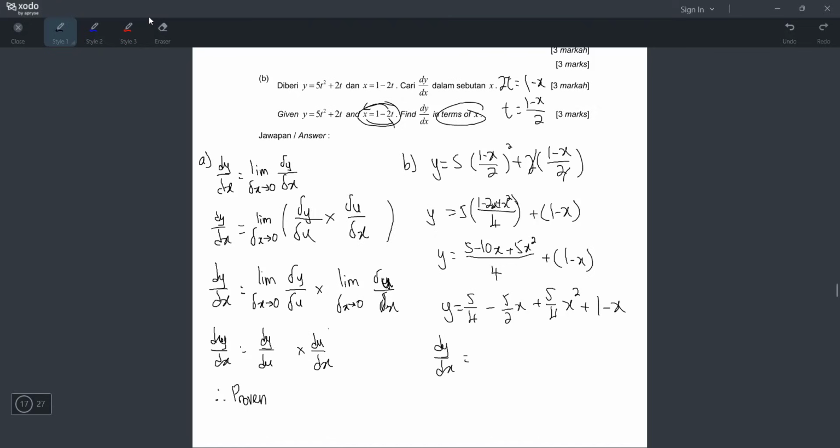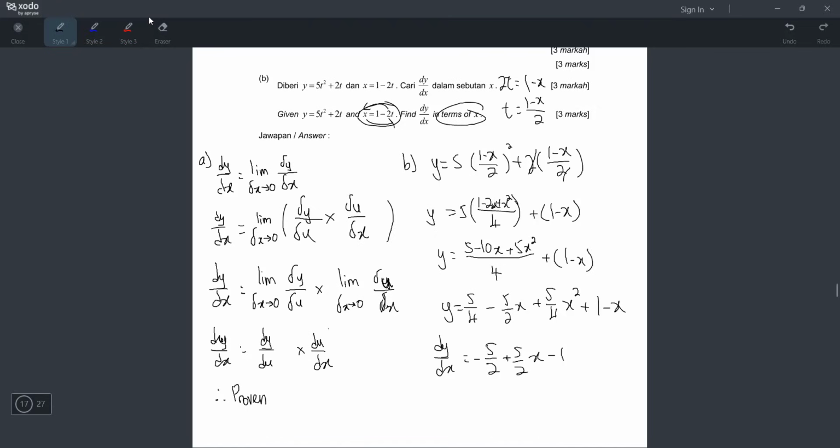But you can also just differentiate because you already know differentiating a number will be 0. So this whole thing will disappear. And what happens when you differentiate negative 5 over 2 x? Negative 5 over 2. And then differentiate this, you will take the power times with number and then power minus 1. So 2 times 5 over 4 will be 10 over 4, which is 5 over 2. And don't forget the power minus 1 is x, right? Okay, what is differentiate 1? When you differentiate a number is 0. So just leave it. And then differentiate negative x is just negative 1, right?